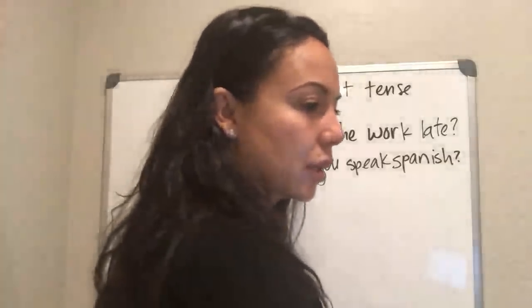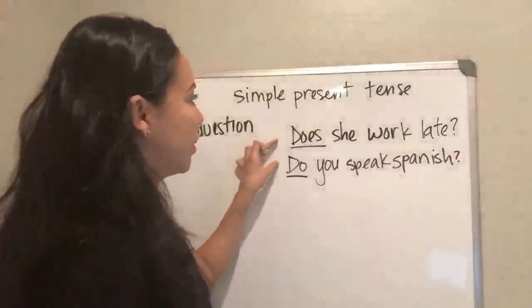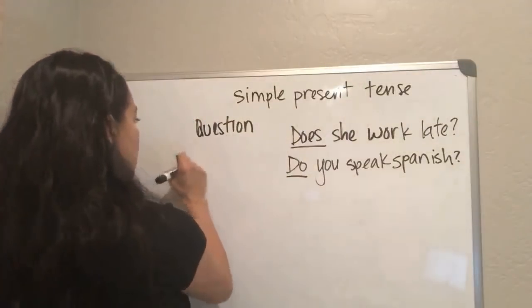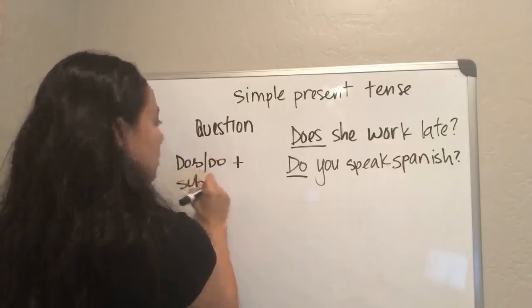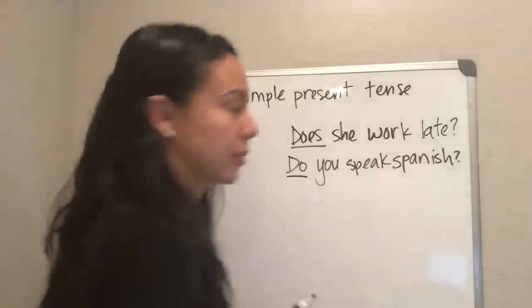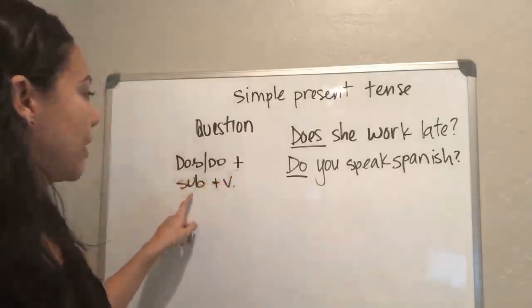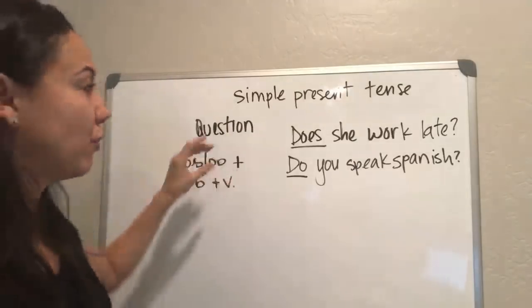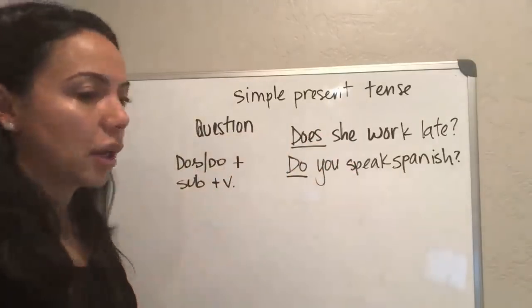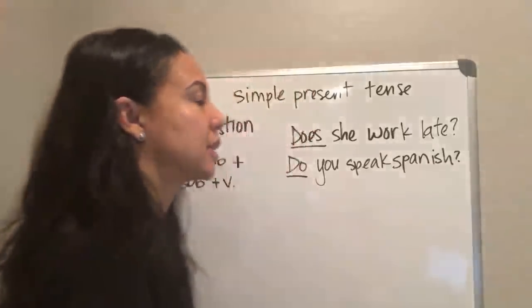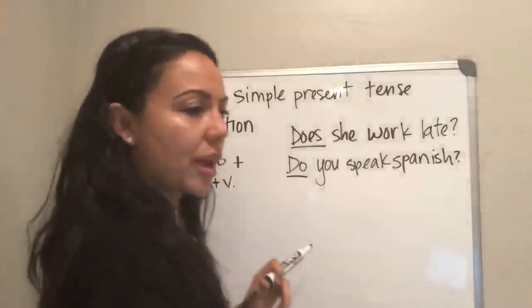Okay, so that is basically, so we've got this does and do plus the subject, plus the verb, okay? Does, do, and then the subject and the verb. So that will be like the formula for the asking a question sentence, okay? So let's go ahead and let's take a look at this. Oh, you know what? Let me actually do this too.